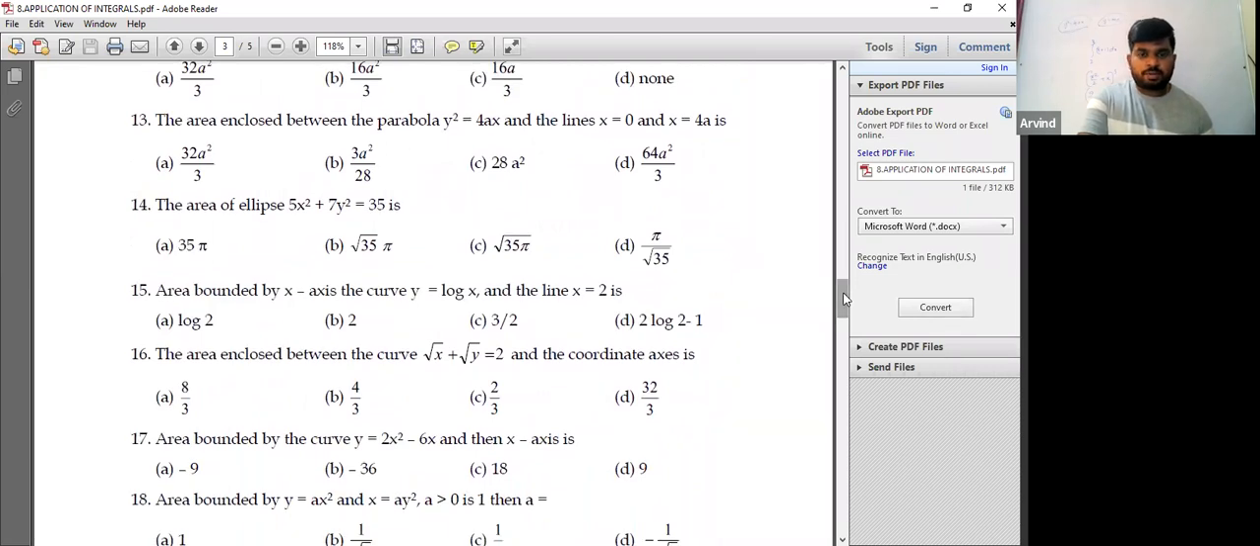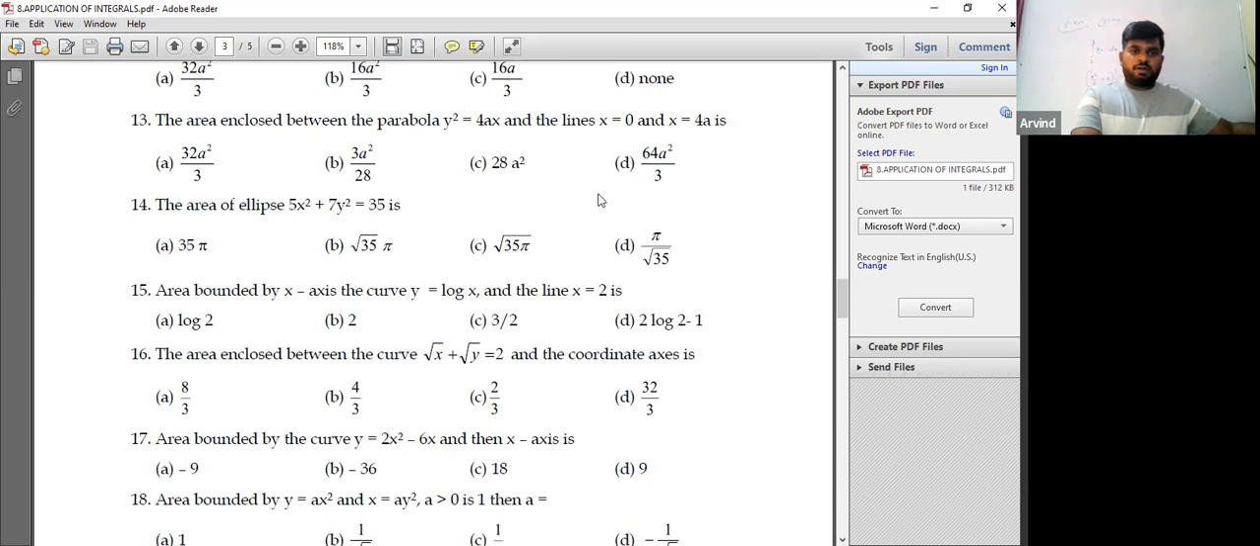The area enclosed between the parabola y square is equal to 4ax and the lines x is equal to 0 and x is equal to 4a. This also you can do. They have given the limits 0 to 4a. Y square is equal to 4ax, and y will become 2 root a root x, then integrate. These are very simple, straightforward questions. You need not seek my help, you can do it on your own.